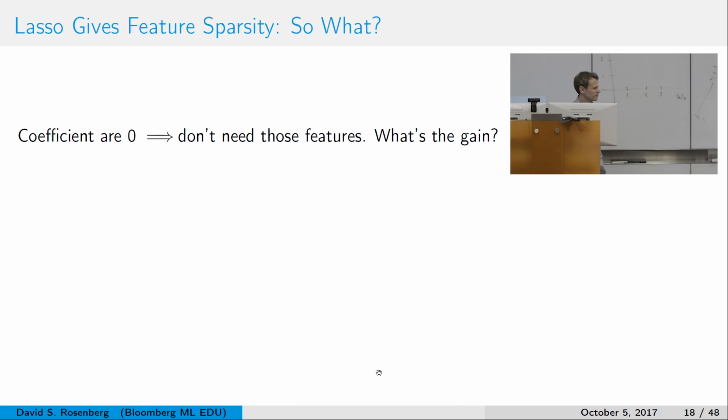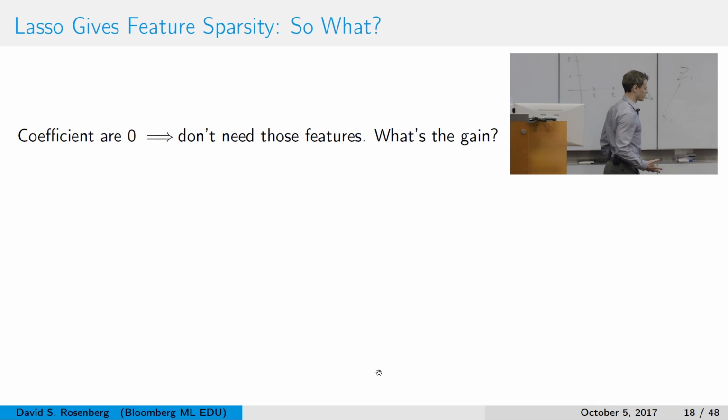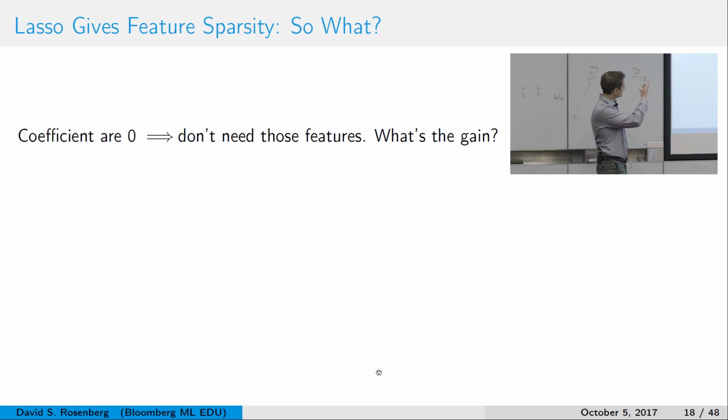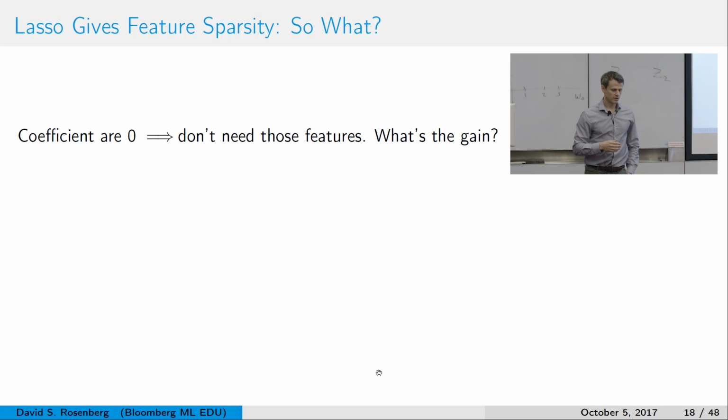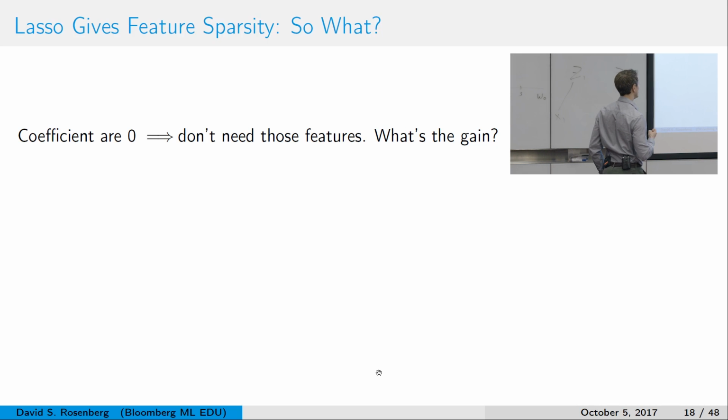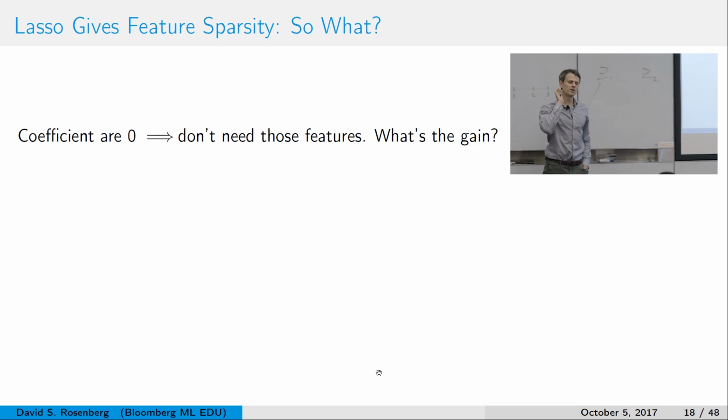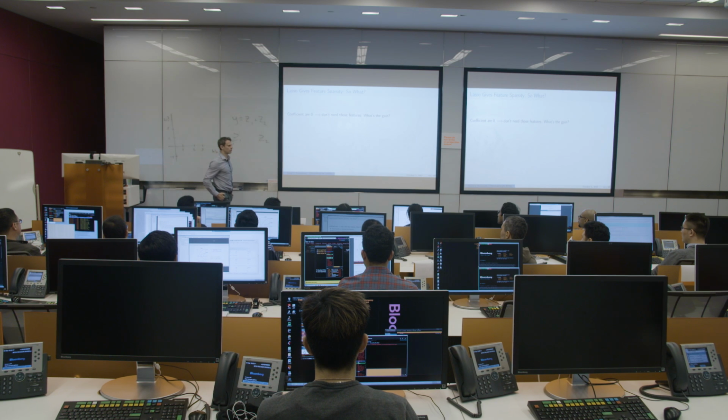So people get excited about this Lasso gives sparsity thing. If the coefficients are 0, then we don't need the features that correspond to those coefficients. We could just drop that dimension of the input vector. So what's the gain? What do you think the advantages of this would be? Why would someone be interested in this?